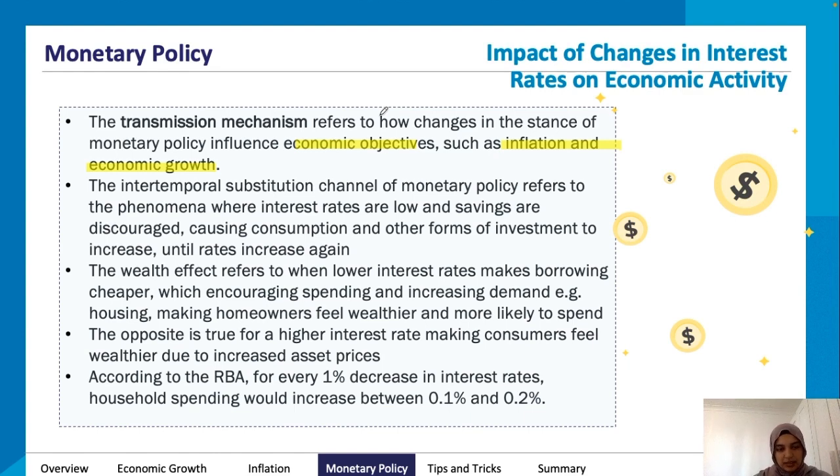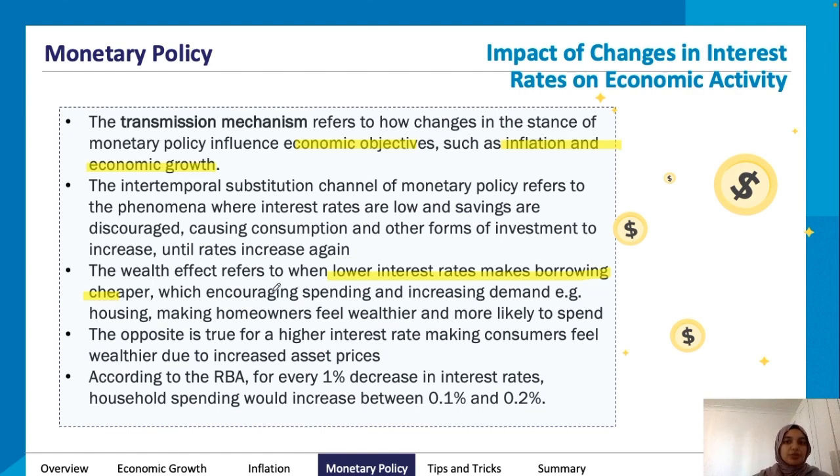So the wealth effect essentially refers to when lower interest rates make borrowing cheaper. Of course, we know that lower interest rates make borrowing cheaper, which therefore encourages spending and increases demand for all different types of goods and services, rather than when higher interest rates make it more expensive, decreasing spending and decreasing demand. For example, in the housing market, making homeowners feel wealthier and more likely to spend. Right, so they feel like, hey, I'm doing quite well, I'm happy to go out and spend a bit of money.